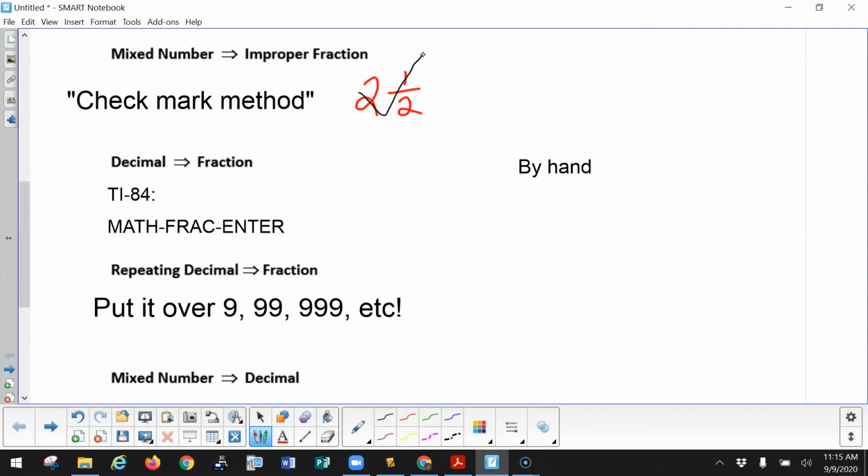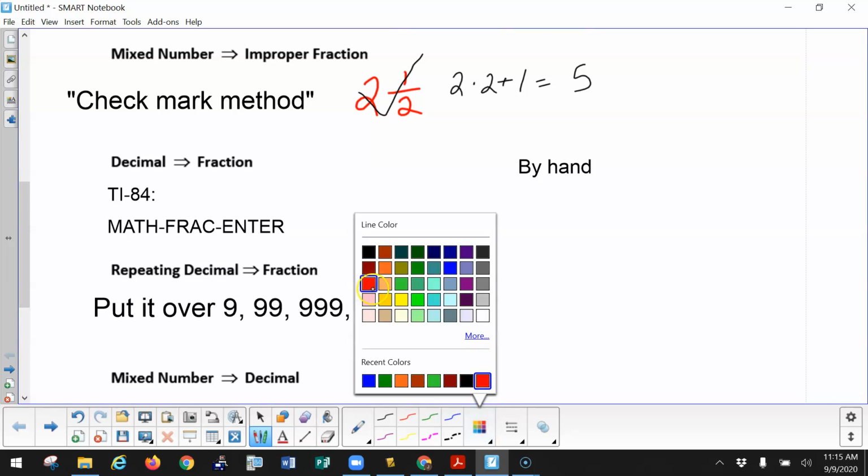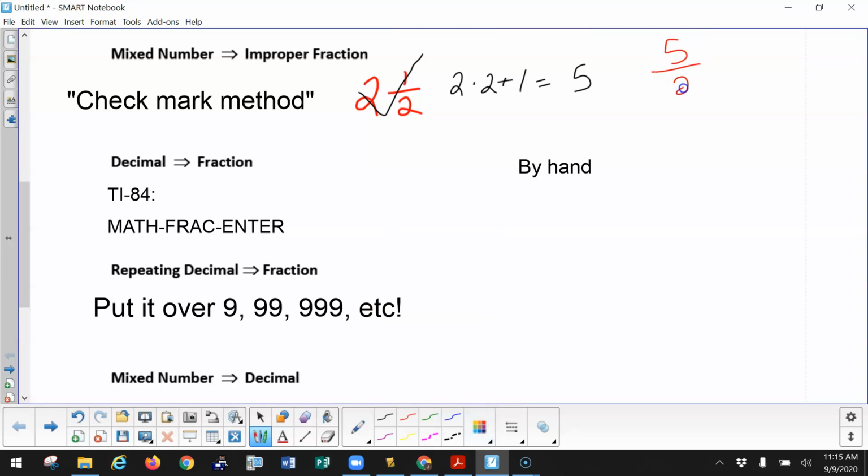So what that does is it tells you what order to do things in. You're going to multiply and add. So you take the 2 from the whole part times the 2 that was in the denominator plus 1. So 2 times 2 plus 1 equals 5. So when I change this to an improper fraction, this is going to turn into 5 halves. Your numerator is going to change. Your denominator is always going to stay the same. I apologize for that.